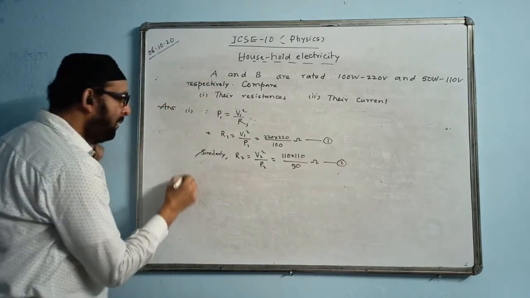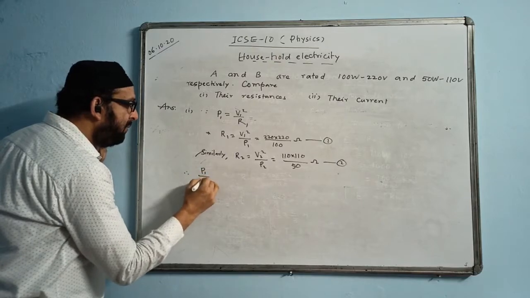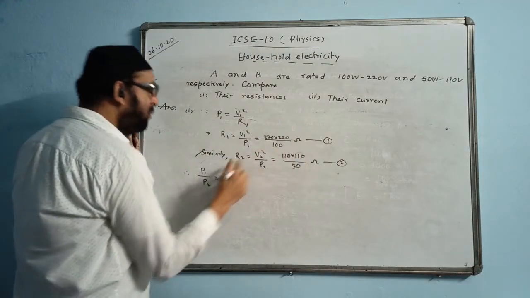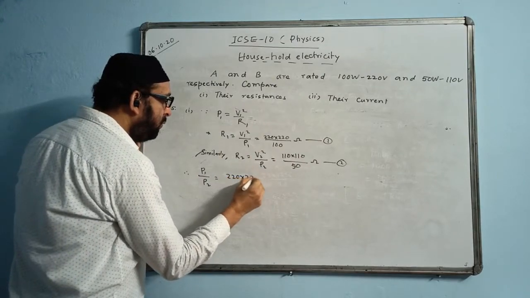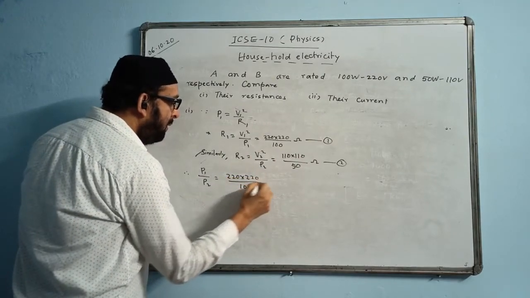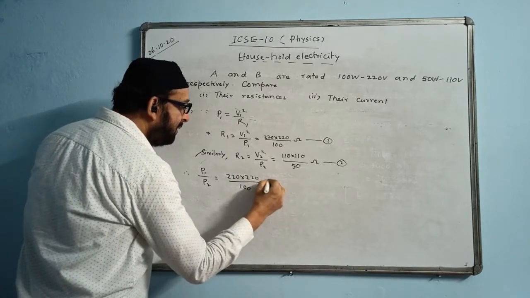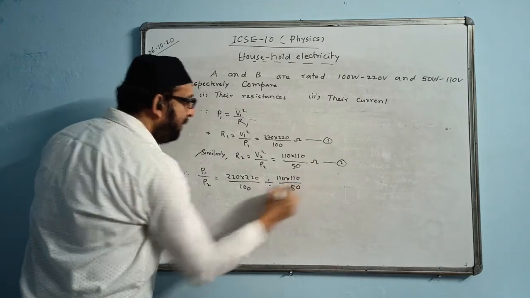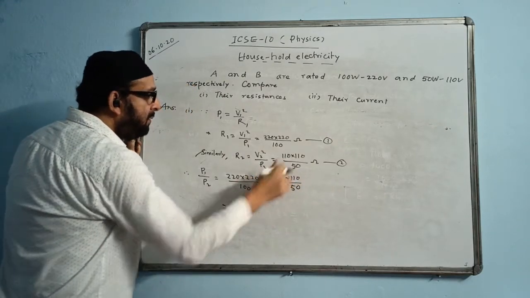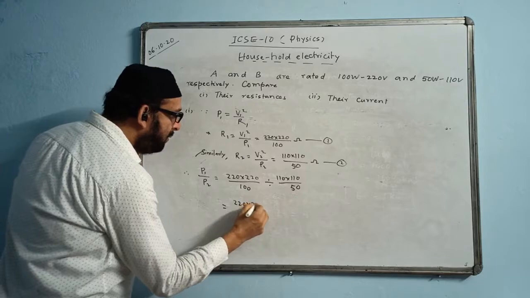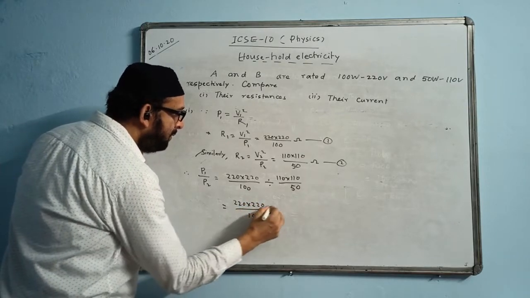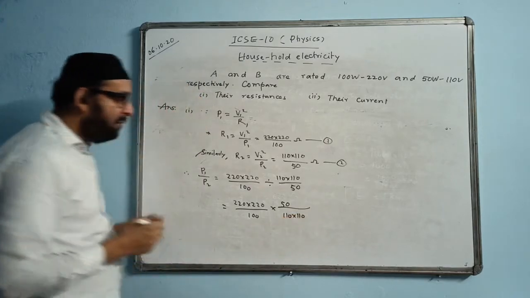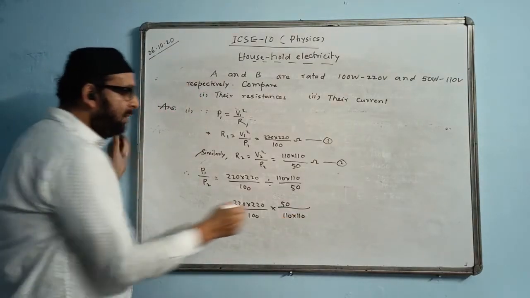Equation number 2. Therefore, we will be dividing it: P1 by P2 is equal to this equation divided by this equation, dividing 220 into 220 upon 100, by 110 into 110 by 50. So we divide, then this will turn upside down. It will become 220 into 220 by 100 into 50 by 110 into 110. Now we cancel that and find the answer.